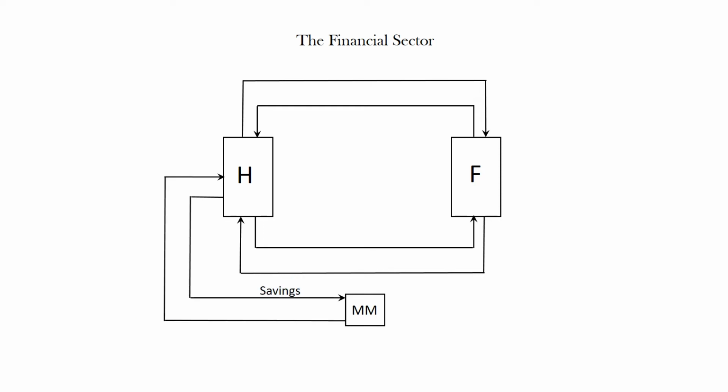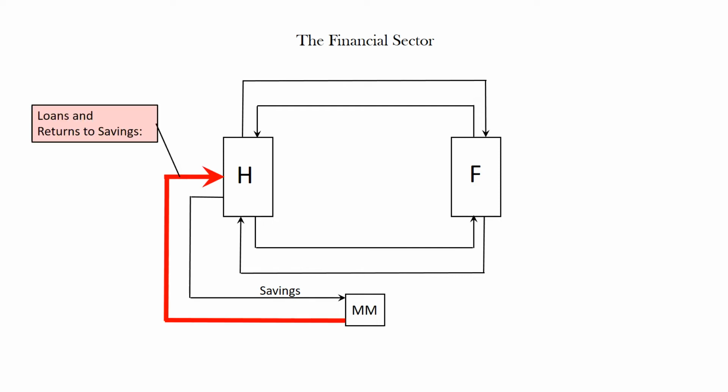Here's the flow from the money market back to the household. This flow will represent money flowing from the money market to the household through personal loans or returns, that is, earnings, on savings. Returns to savings could come in the form of interest income, capital gains, or dividends.